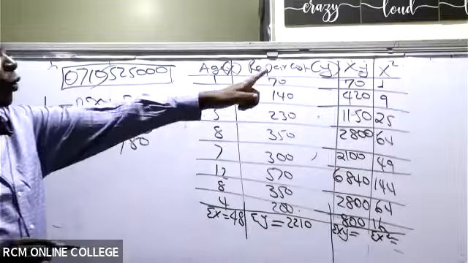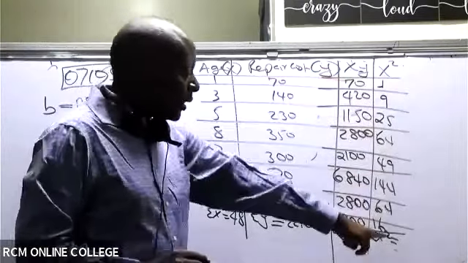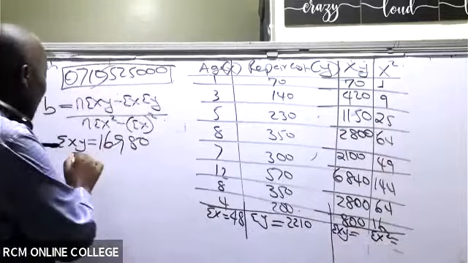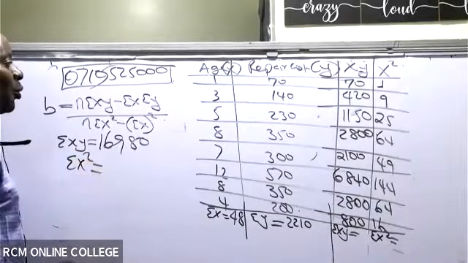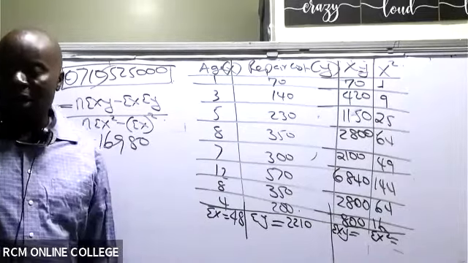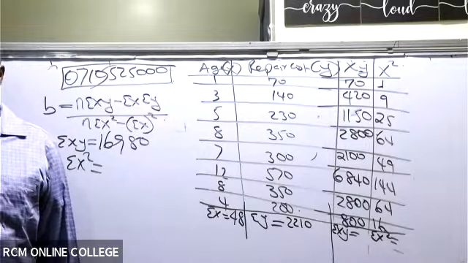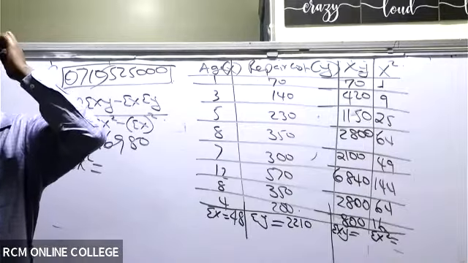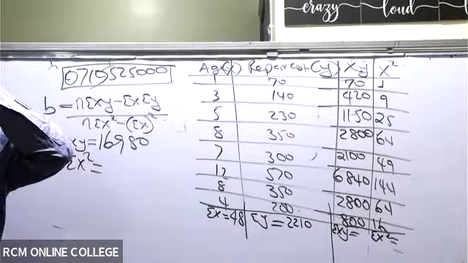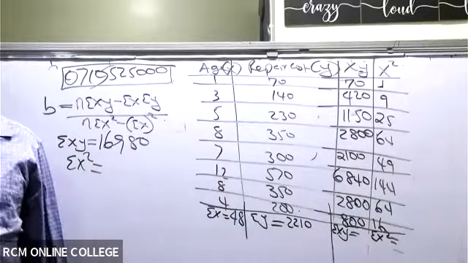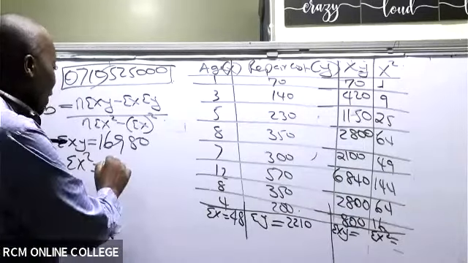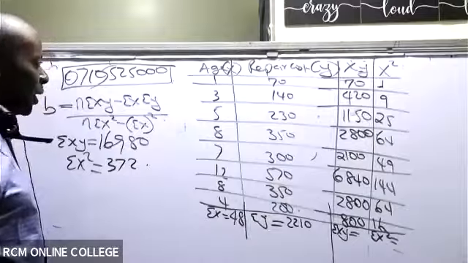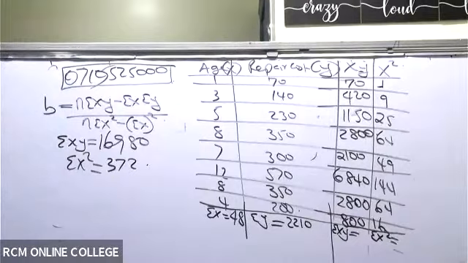And then lastly, we need this summation of x squared. Are you able to give me the answer? That's not a very hard one. That I should be able to get. So according to Kevin, it is 372. We want another student to confirm that this 372 is correct. Gitari has confirmed. Thank you so much.